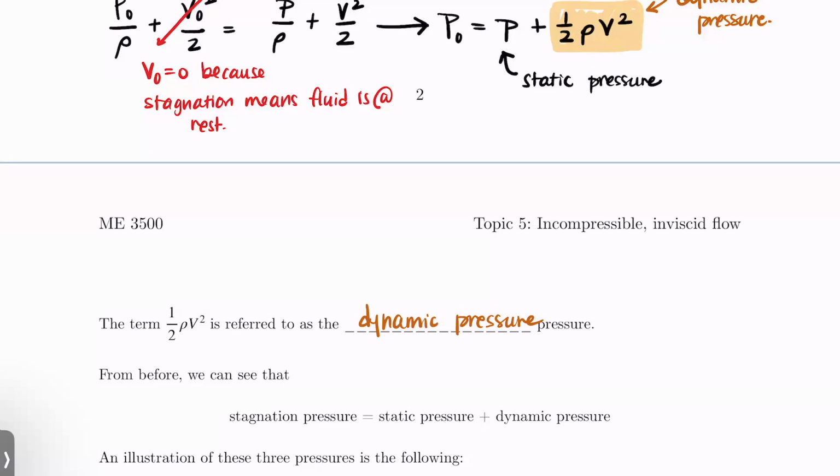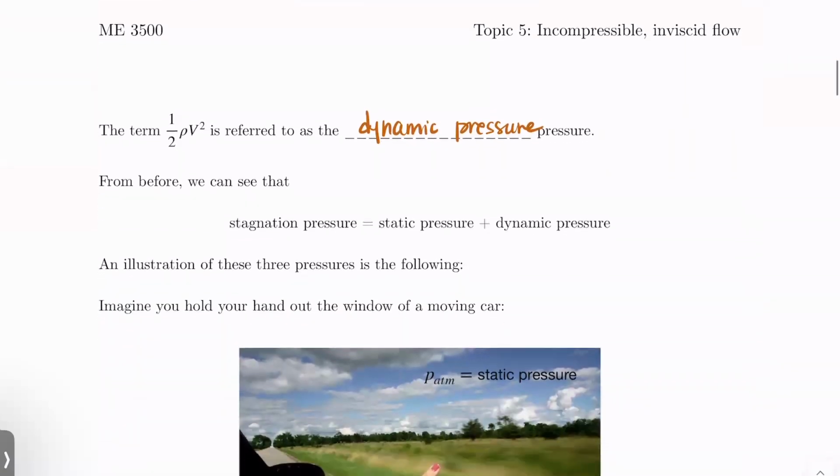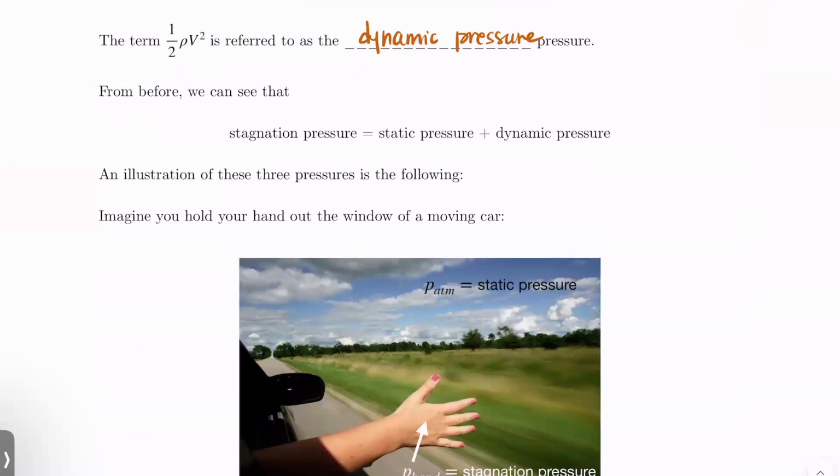Okay, so if we look at that equation, we can see that stagnation pressure is equal to our static pressure plus the dynamic pressure. All right, so we have these three pressures to keep in mind. An illustration that I like to use when comparing and defining these three pressures is when you hold your hand outside of a moving car window. Has everybody done this before? Like you hold your hand outside the car window?